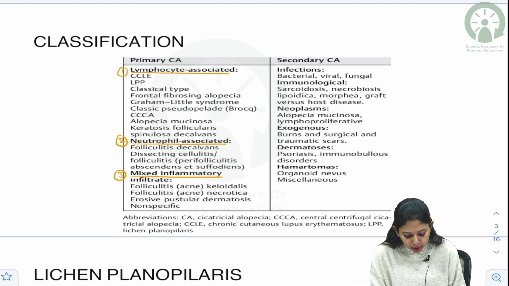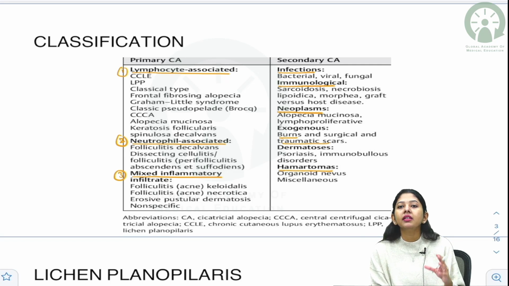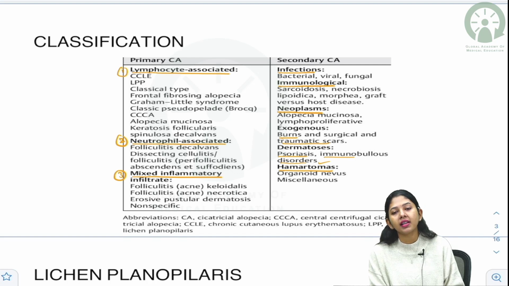In secondary cicatricial alopecias, it can be due to infections, it can be due to causes like sarcoidosis, it can be due to neoplasms, it can be due to exogenous injury like burns and traumatic scars, it can be due to hematomas. Psoriasis is something that usually leads to a non-scarring alopecia, but in some cases it can lead to scarring. So psoriasis and immunobullous disorders, right? These are rare causes of secondary cicatricial alopecias.